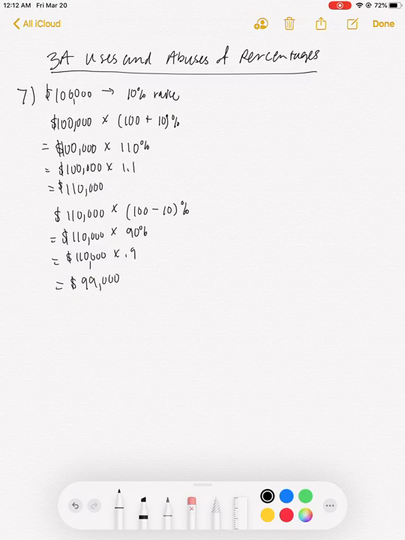Okay, so obviously you didn't end up back where you were before. So where is this discrepancy coming from? Okay, and if we go and look at the 10% raise, what is this 10% referring to here?